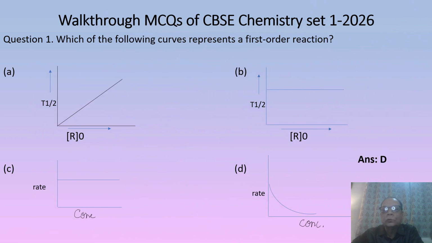BSc Chemistry 2026 Set 1. Let's see if you can get 10 out of 10. Question 1. Which of the following curves represents a first order reaction?